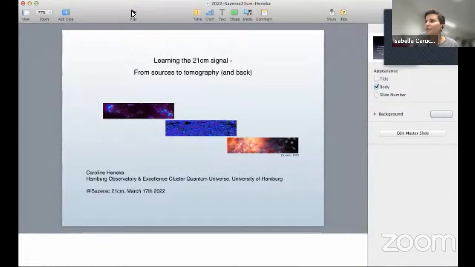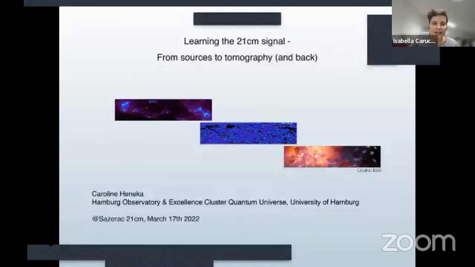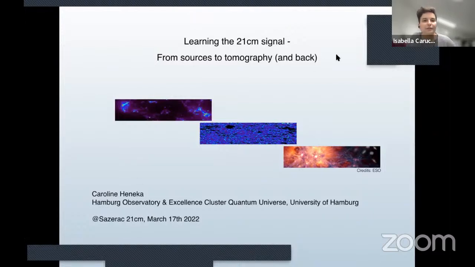So Carolina is from the University of Hamburg, and she's going to tell us about learning the 21 centimeter signal from sources to tomography and back. Okay, the floor is yours.